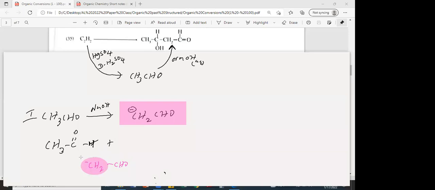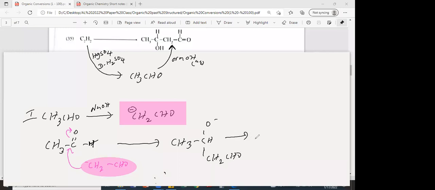CH2- CHO. So now this will react with this, and this is converted into this. Then you get what? This is like nucleophilic addition. Then you get CH3CHO, then CH2CHO, so then it becomes OH. So this is the nucleophile added.